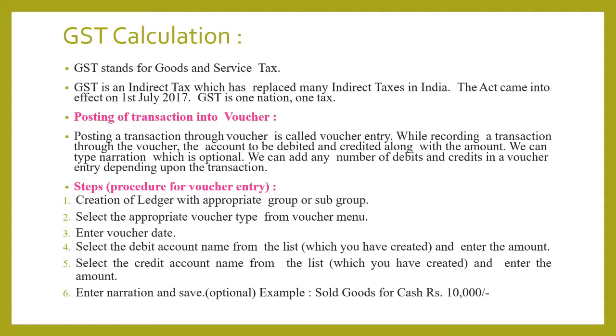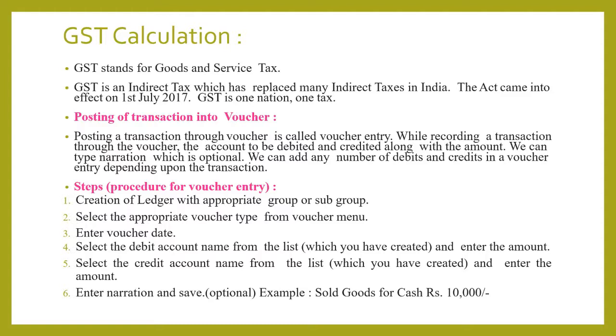Fourth one is select the debit account name from the list which you have created and enter the amount. As I told, each transaction has credit and debit side. So first you will enter for debit side, select the name and enter the amount. And next select the credit account name and enter the amount. Then enter the narration and save. That is, press Y to accept.